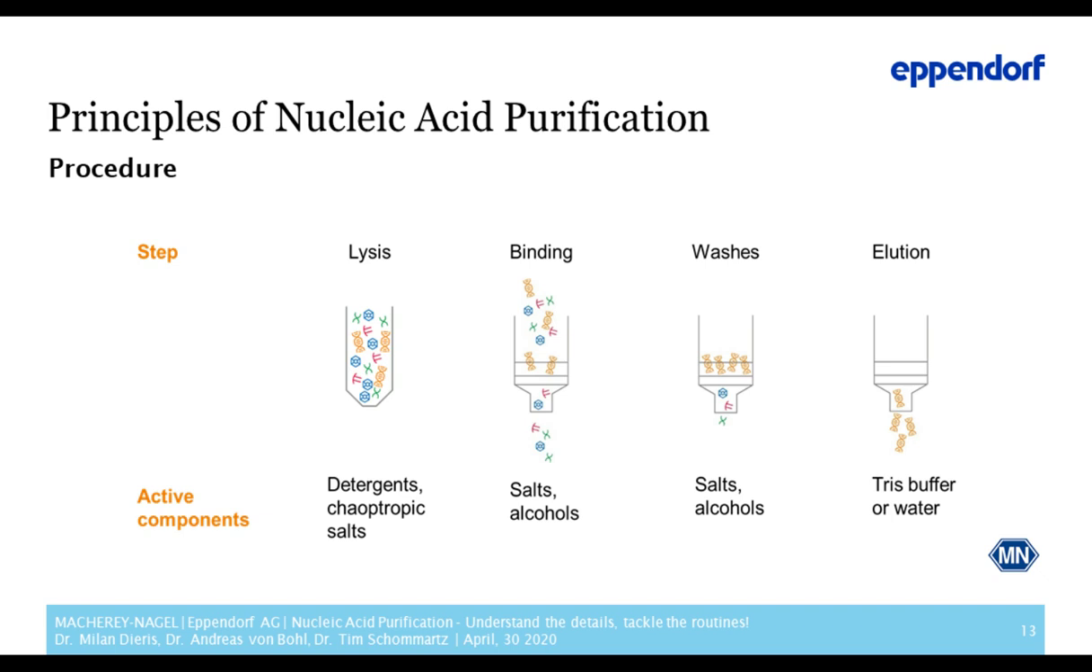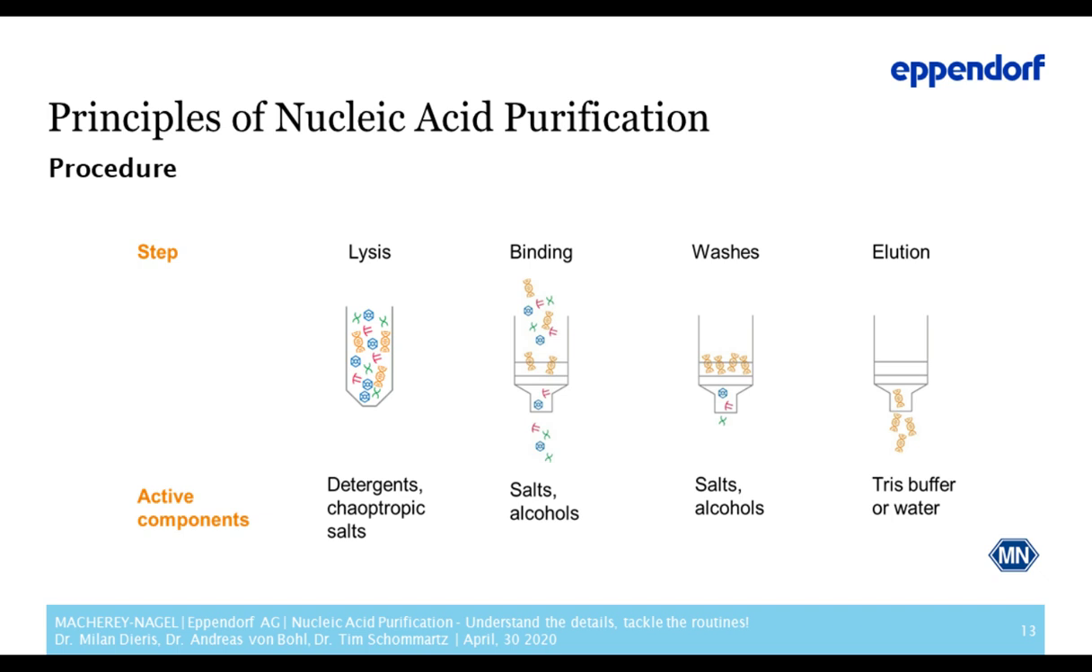If we look at the procedure of such a nucleic acid purification kit, it's more or less always the same. You start off with a lysis, which usually includes your sample, a lysis buffer, and sometimes also enzymes like proteinase K to dissolve your sample in the lysis buffer. Then you usually add another buffer, the binding buffer, which adjusts the conditions in a way that enables binding of nucleic acids to the silica membrane.